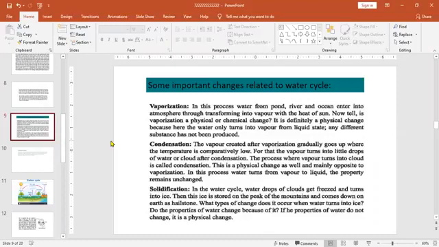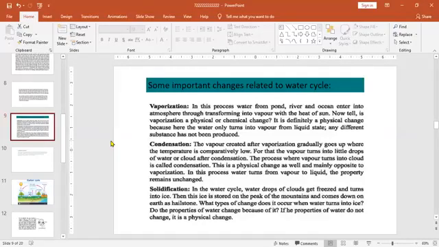Condensation. The vapor created after vaporization gradually goes up, where the temperature is comparatively low. What is condensation? In this process, water vapor condenses at low temperature and forms water. The vapor turns into little drops of water or clouds after condensation. This process where vapor turns into cloud is called condensation.